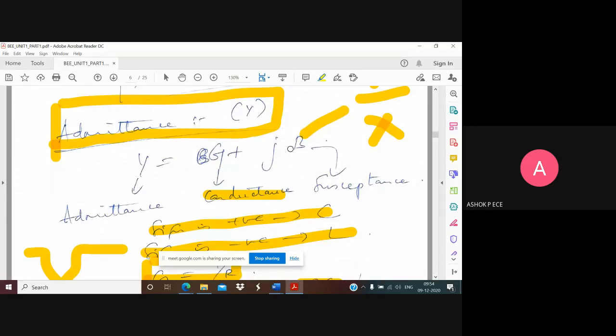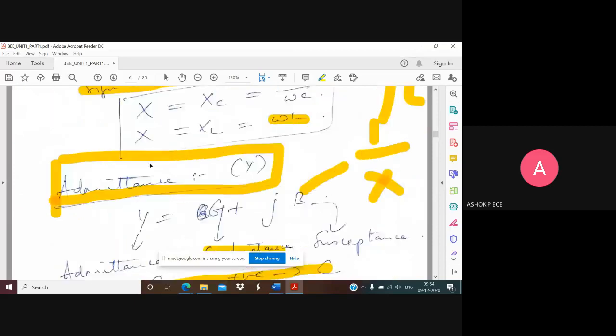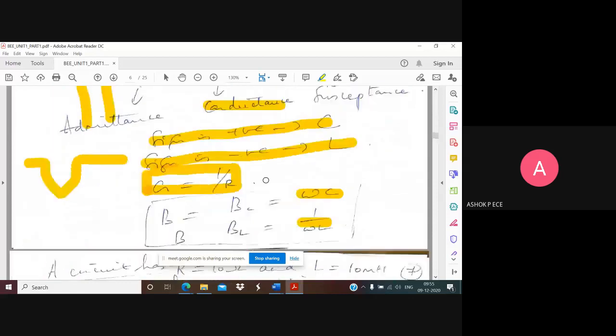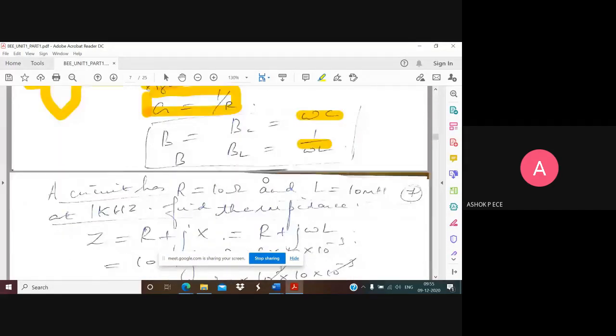And the angle is given by tan inverse of D by 3. Impedance is mostly used when you have more number of series components. In that case you use impedance, but admittance is used when you have more number of parallel components. In that circuit, it will be easy for you to analyze the circuit. So is it fine? Capacitor, inductor, and the basics.